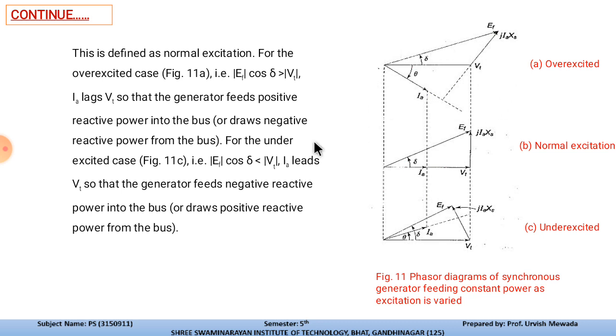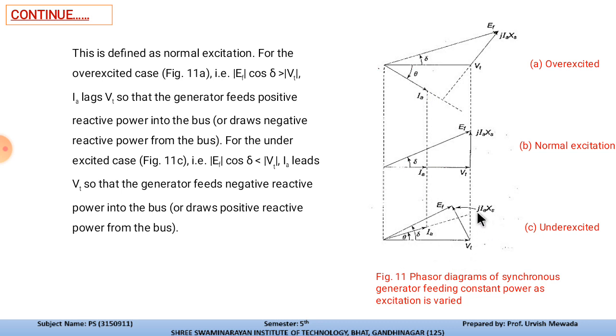Now for the under excitation, this is figure number C. So Ef cos delta is less than Vt. Here you can see that the magnitude of this phasor is less compared to Vt, and Ia leads Vt, so the generator feeds negative reactive power into the bus, which can reduce the Ferranti effect in the power system.